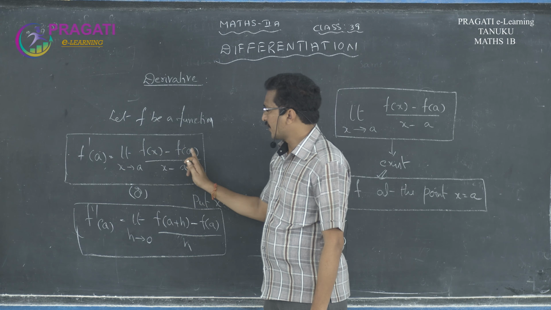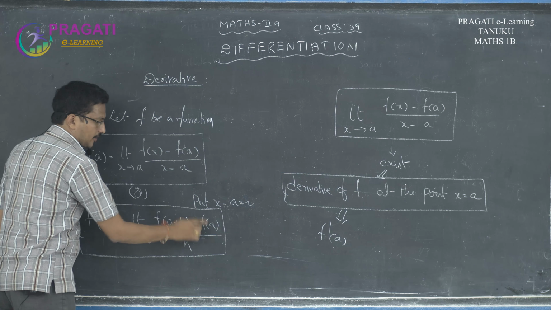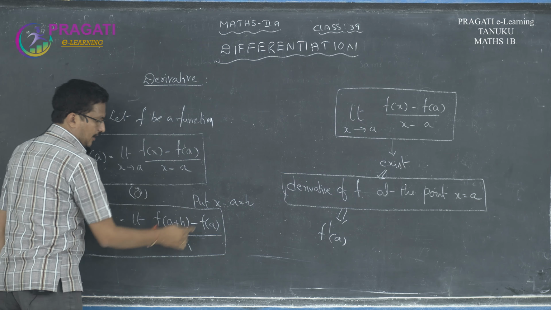Here there is an alternative formula. Put x minus a is equal to h. Here f dash of a is the same, x minus a means h. What is x? x is a plus h. So limit h tends to 0, f of a plus h minus f of a by h.